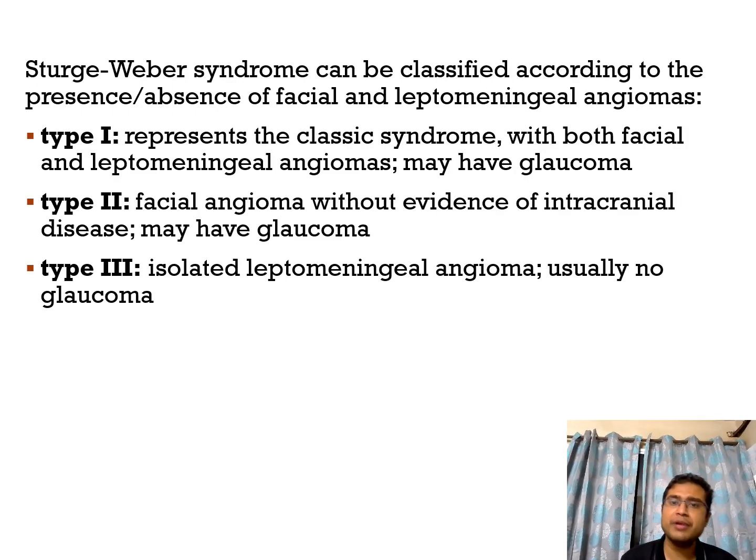Sturge-Weber syndrome can be classified according to the presence or absence of facial and leptomeningeal angiomas into type 1, type 2 and type 3. Type 1 represents the classic syndrome with both facial and leptomeningeal angiomas, which may have glaucoma as well, that is buphthalmos. In type 2, facial angiomas are present without evidence of intracranial disease; they may have glaucoma, but there is no intracranial manifestation. In type 3, there is isolated leptomeningeal angioma with no glaucoma.